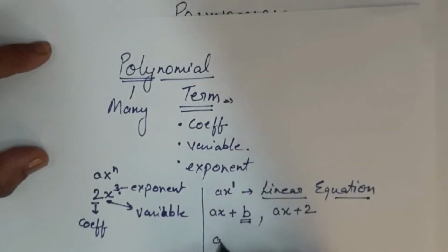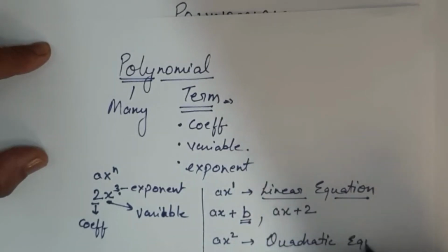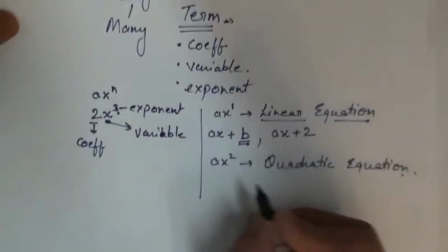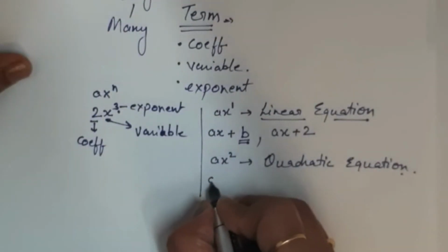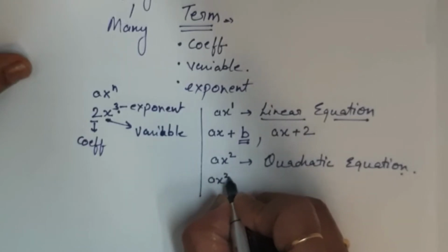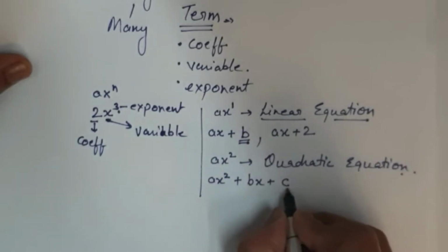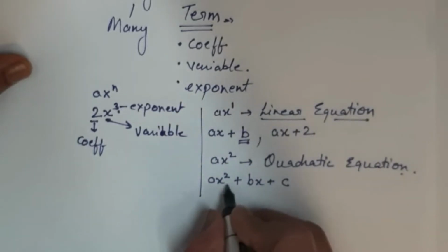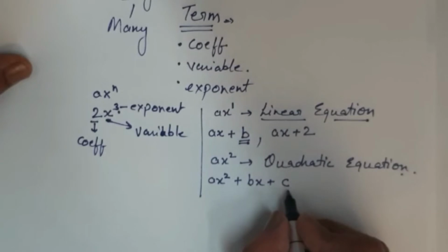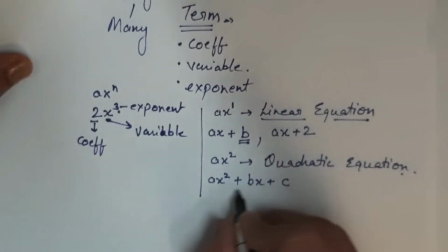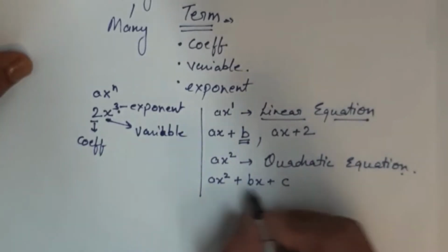Now second thing, if the power comes out to be 2, meaning the highest power is 2, it comes under quadratic equation. Now I have written equation, so I have to mention the equation. So the highest power is 2, so I can write an equation ax2 plus bx plus c. Here c is constant. So I can also say ax2 plus bx plus say 3 or 4. So such types of equations come under quadratic equation.